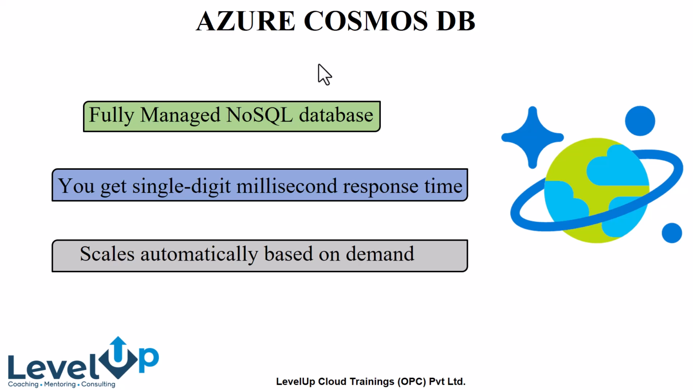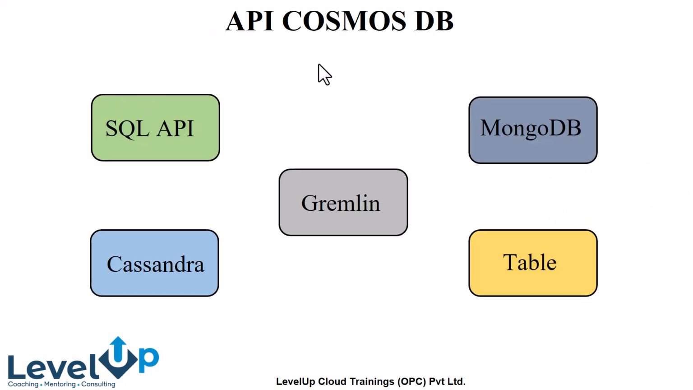Now, when we say fully managed NoSQL database, what is the exact meaning of this? There are a lot of NoSQL databases like MongoDB, Gremlin, Cassandra, Table, PostgreSQL. These are the different types of NoSQL databases that are available in the market, right? Now, how will Cosmos DB help us to manage these NoSQL databases? Cosmos DB provides an API for all these NoSQL databases. By using these APIs, we can manage these NoSQL databases very easily.